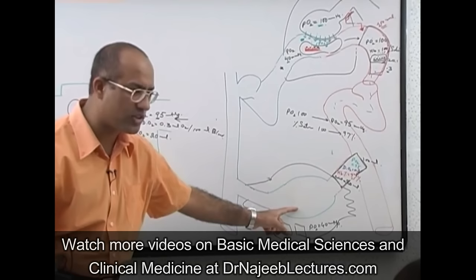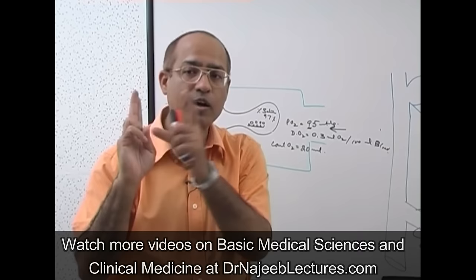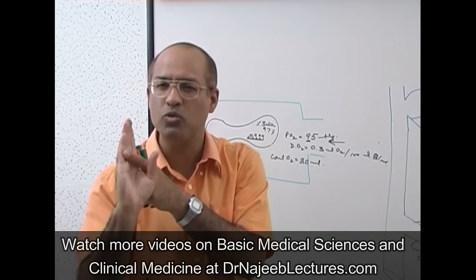Number one, what is the partial pressure of oxygen at any point? Number two, what is the capacity of blood to have the maximum oxygen in it? Number three, what is the saturation of hemoglobin? Number four, what is the true amount of oxygen really carried?